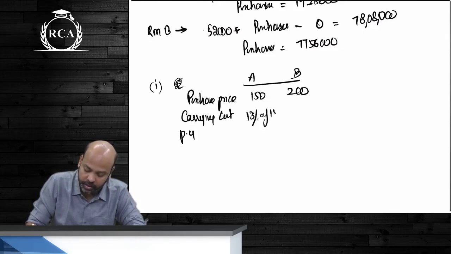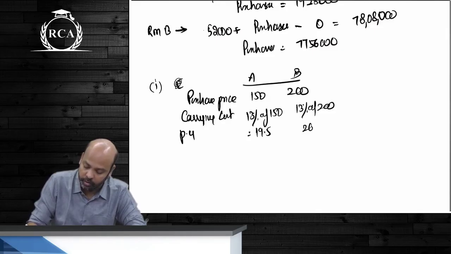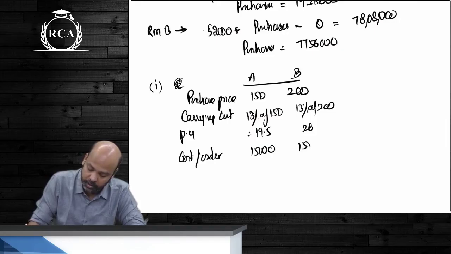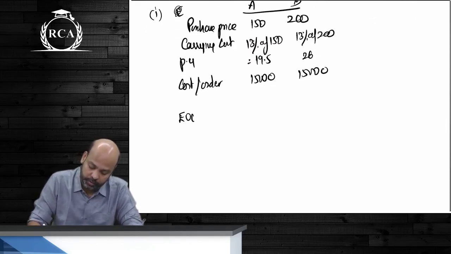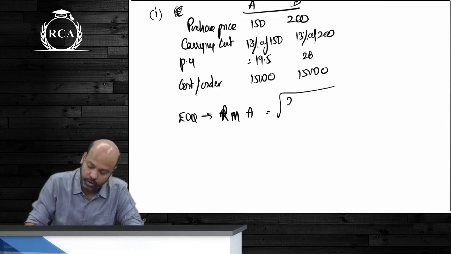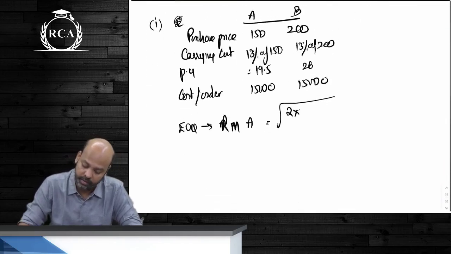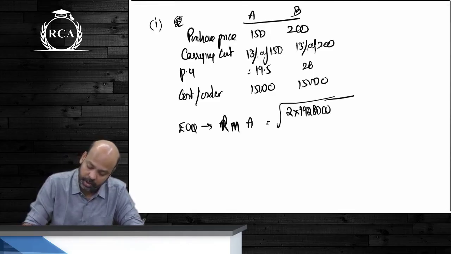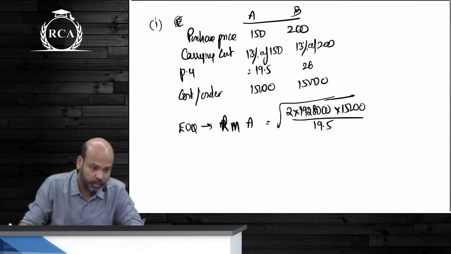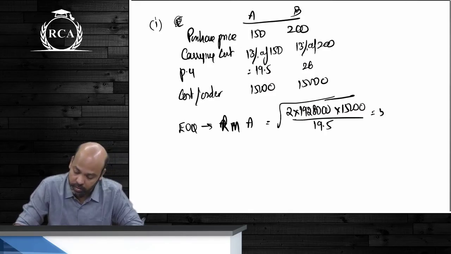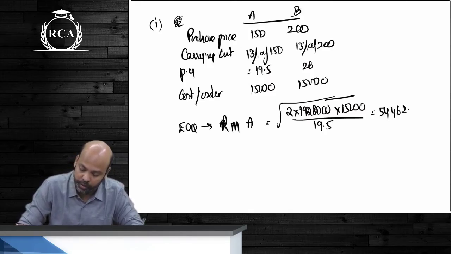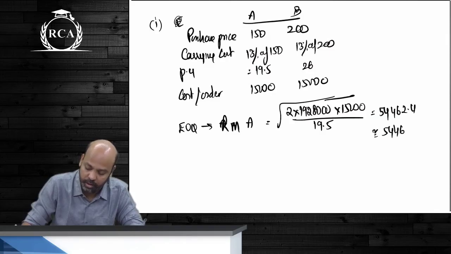13% of 150 is how much, and 13% of 200 is 26. The cost per order is the same for both, 15,000. Therefore EOQ of raw material A will be equal to root over 2 times the annual requirement of 19,28,000 multiplied by 15,000 divided by 19.5, which is 54,462.4. That will be rounded off to 54,400.